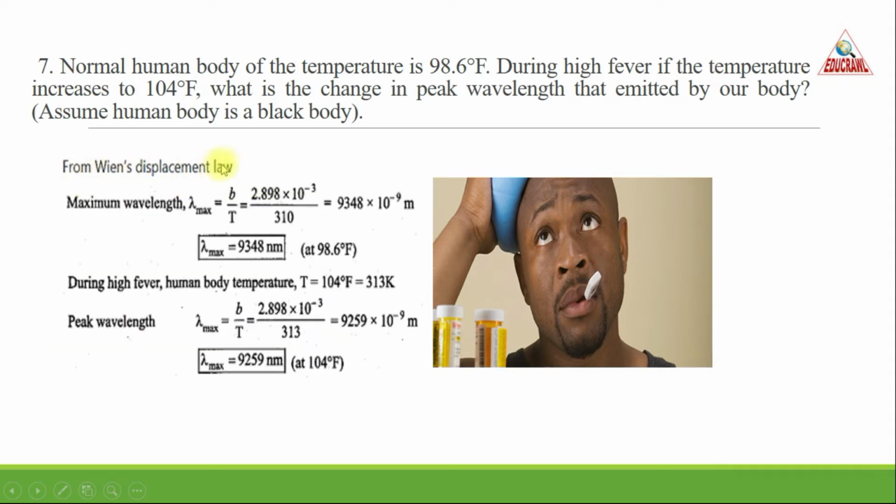Now using Wien's displacement law, the maximum wavelength is given by b by T, which is equal to 2.898 into 10 power minus 3 divided by the temperature value. Now we have found that it is 310. So dividing by this, you get the maximum value of wavelength as 9348 into 10 power minus 9 meter. 10 power minus 9 is called nano. Hence the value of lambda maximum is 9348 nanometer. This is at a temperature of 98.6 degrees Fahrenheit.